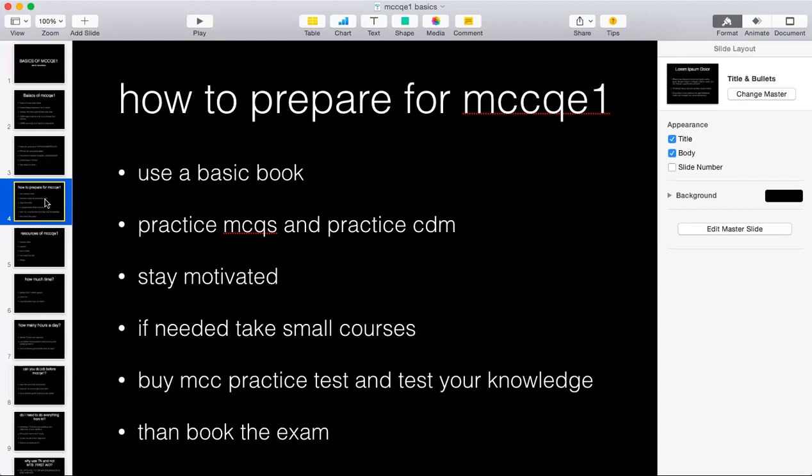It's not that the course is going to give you everything. But it will give you a little motivation, knowing that along with you there are so many people who are studying, and it will also give you a rough idea of where you need to start and how you need to study. It's very important that you don't do every single thing. You need to do the important things, and how you study is very, very important in MCCQE1. Buy the MCC practice test, which is very important, test your knowledge and then book the exam.